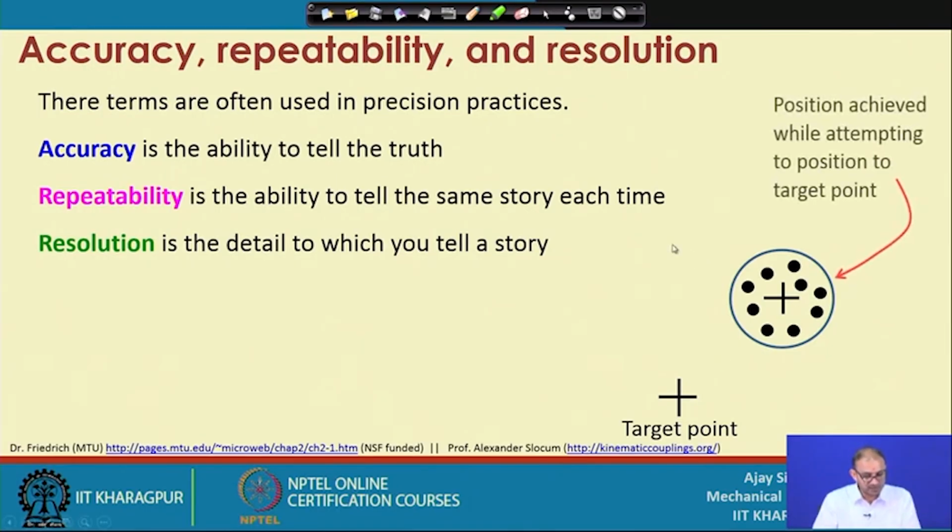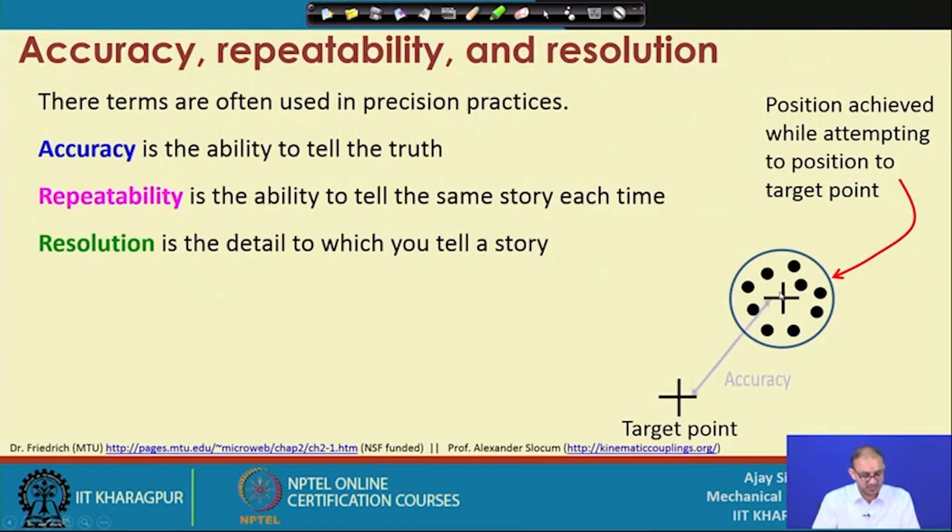So, what things are there? This is the position achieved while attempting to position to a target point. We want to go to this location, we are reaching this location, and the black dots are the different points. That means you have done around 10 operations, and everything is spread around this location. This is the center point of this particular distribution of what you are getting here. So, this is called the accuracy.